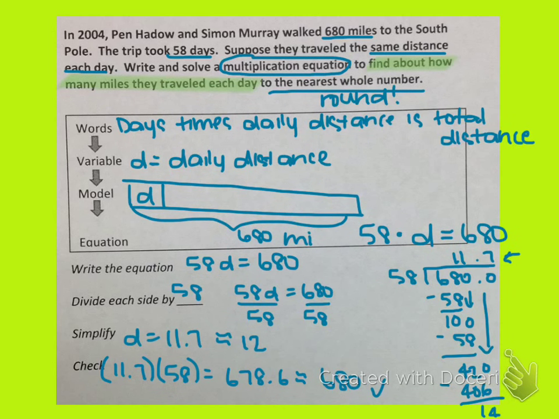And then to check, I went ahead and did 11.7 times 58 to see what I got. And that was 678.6, which we can round to 680.